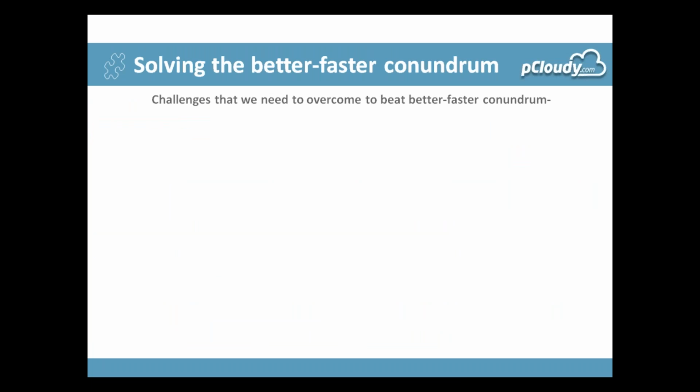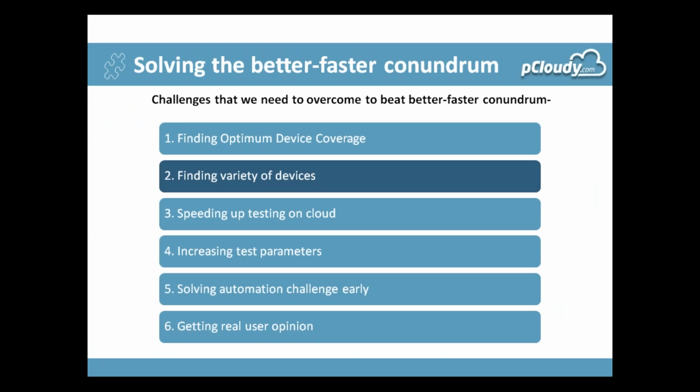The second challenge that I'm going to cover is, okay, we have figured out the optimum device coverage, but where do we find those devices? So let's say my device coverage tells me to test on 50 devices. Where am I going to find those 50 devices? And these devices keep changing. You start your testing today, and three months down the line, your device coverage can change. So how do I find those devices whenever I need to test my application? That's another challenge that we are going to address.